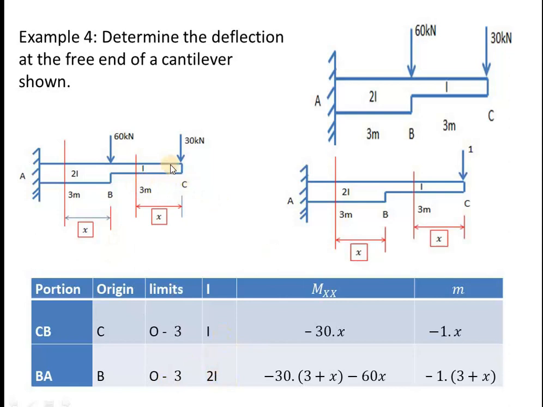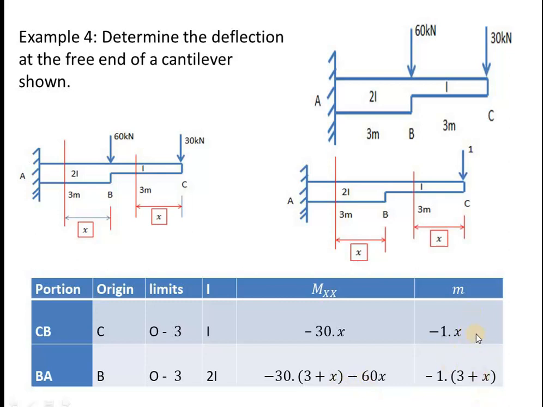Now if you take here, what is this? The bending moment at X in the portion CB will be minus 30 into X. But when you take a section here, this section automatically goes. Now you have to consider all the loads on this side. Now there are two loads for this section. It is minus 30 into 3 plus X, because X is taken from B. Minus 30 into 3 plus X. Then this is minus 30 into, sorry, minus 60 into X.